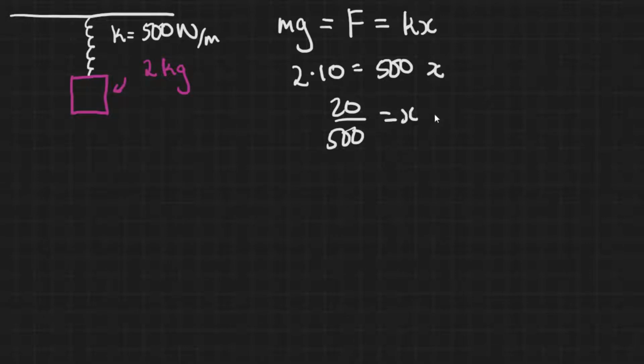Convert this to centimeters by multiplying by 100 on the top and bottom. We'll cancel, so x is equal to 1 over 25, which is 0.04 meters, which is 4 centimeters. So this block is going to fall 4 centimeters. And at that point, the force of the spring is going to counteract gravity.